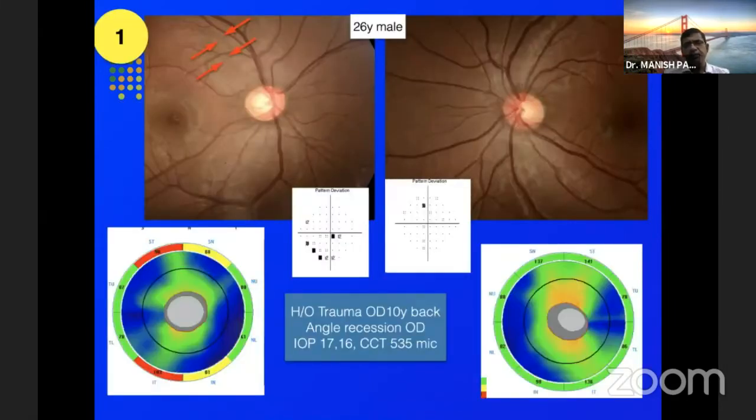Take this example. A 26-year-old male with a history of trauma in the right eye around 10 years back has an angle recession in the right eye. And if you look closely, there are some slit nerve fiber layer defects in the right eye superiorly. And we see some corresponding defects in the visual fields and the OCT in the right eye. The left eye appears to be fairly normal. But even then, we do not require a treatment because intraocular pressures are under control. We just monitor every 6 months whether there is an increase in glaucoma in the right eye or not.